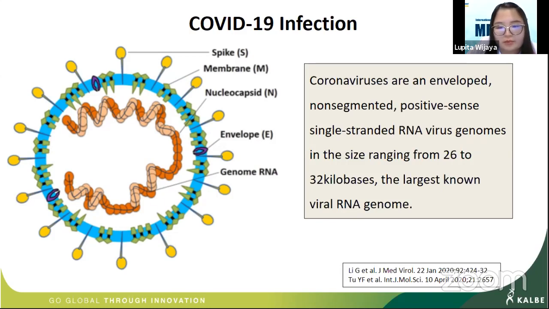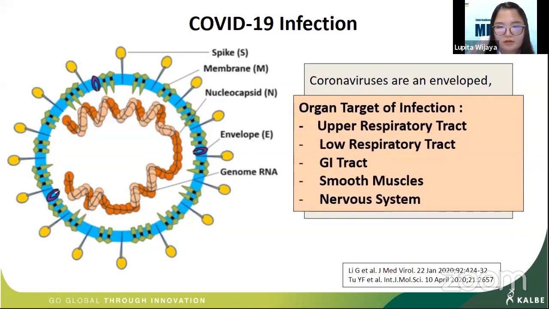And then, which organs are the targets of this infection? Actually, there are three organ targets of infection. The first is the upper respiratory tract, the nose. The second is the lower respiratory tract, mainly the lungs. The third is the GI tract. And additionally, there are two other organ targets, which may be smooth muscles and also the nervous system.